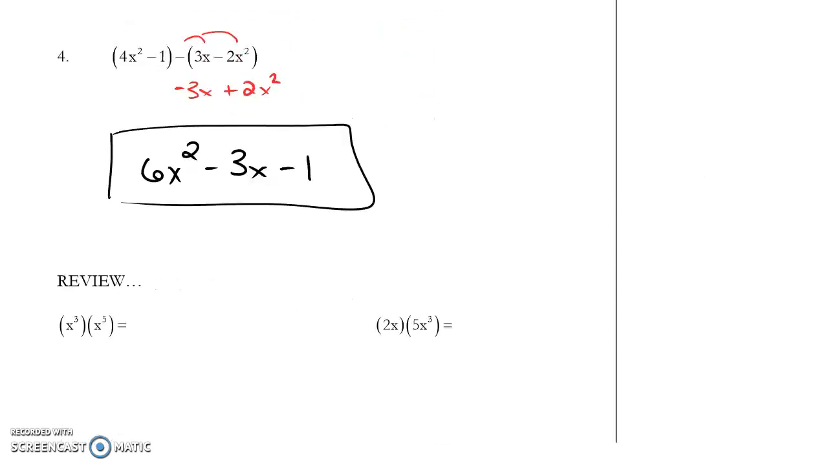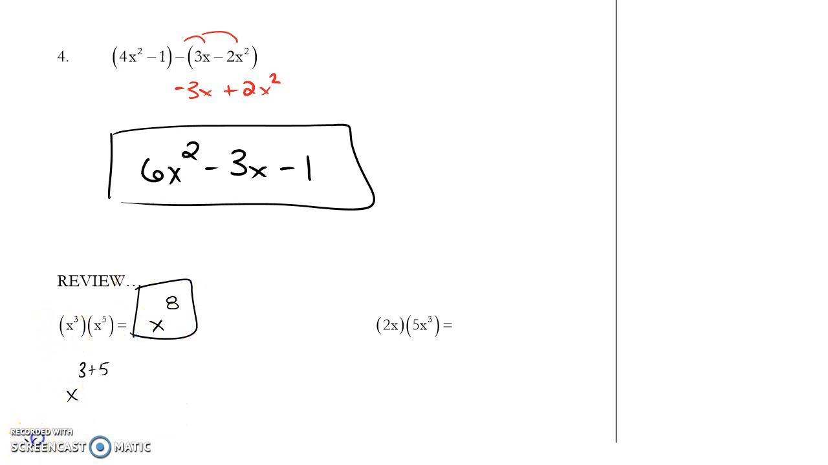The last thing I want to talk about on this video is a quick review of our exponent properties. These are going to play a huge role as we move forward to the next section in our chapter. Remember, multiplying with the same base, you keep your base the same, but you add your exponents. So this becomes x to the 3 plus 5. Add my exponents. That's x to the 8th power.